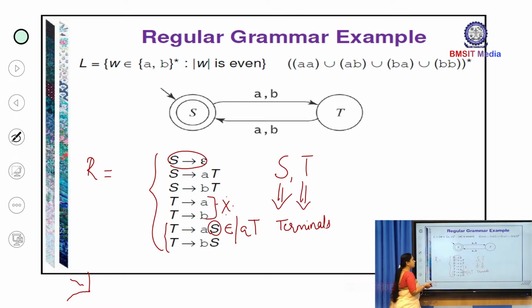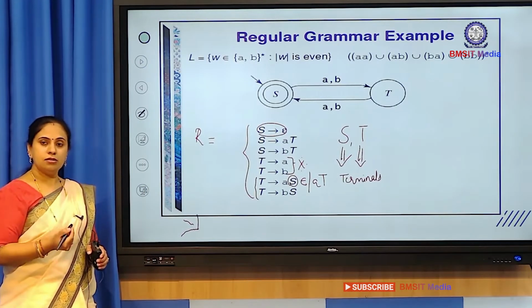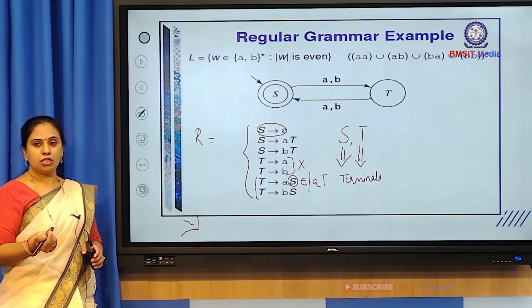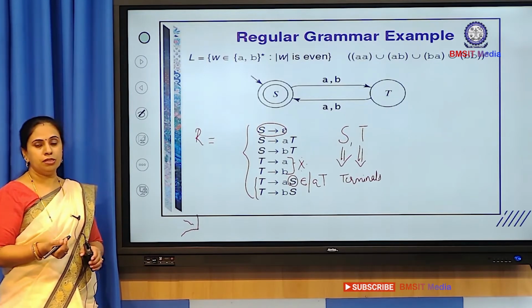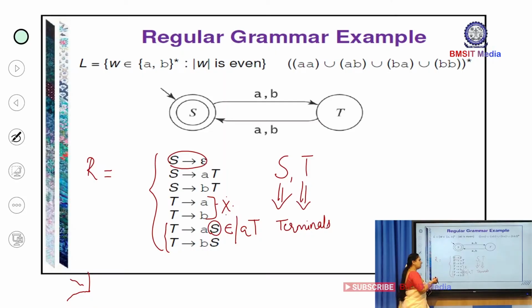So finally, we can see that there are two non-terminals, capital S and capital T. Capital S also has one production which leads to a terminal, that is epsilon, and similarly capital T also leads to terminals. So this is a valid regular grammar for the given regular language, where the language is defined as the set of strings which belong to {A, B}*, such that the length of the string is even.